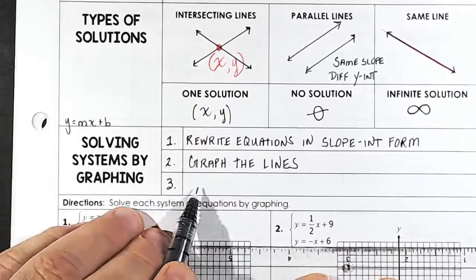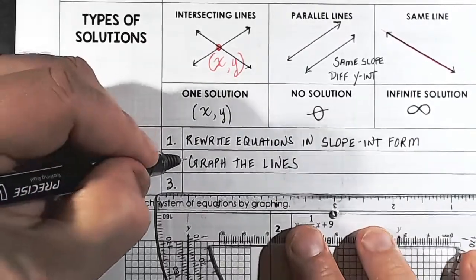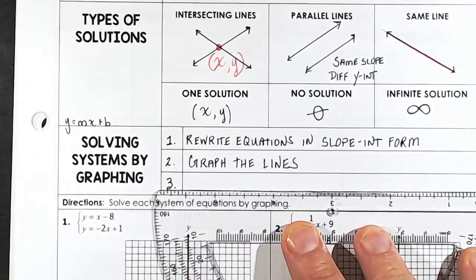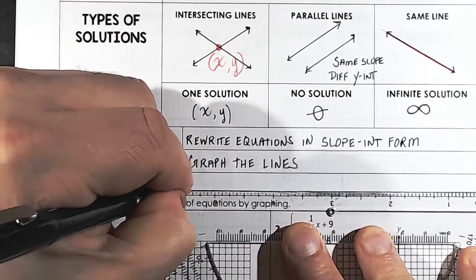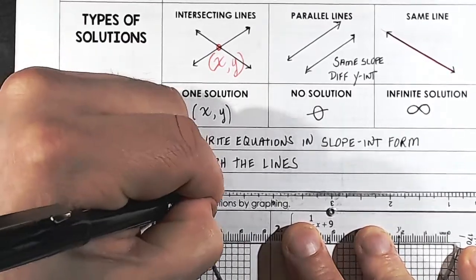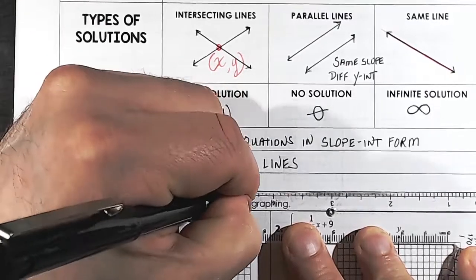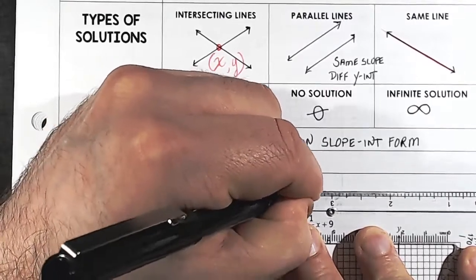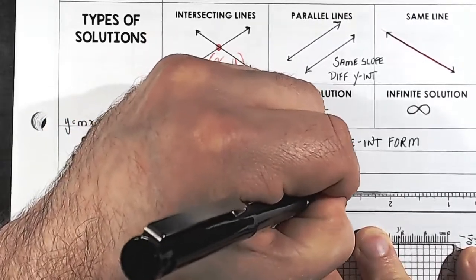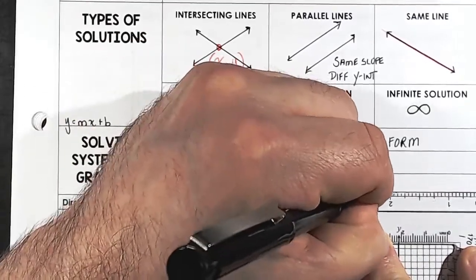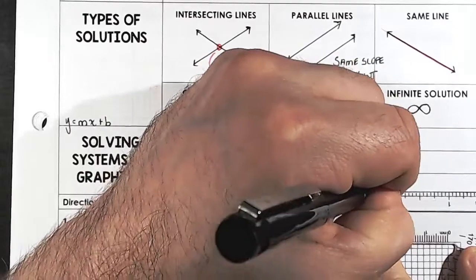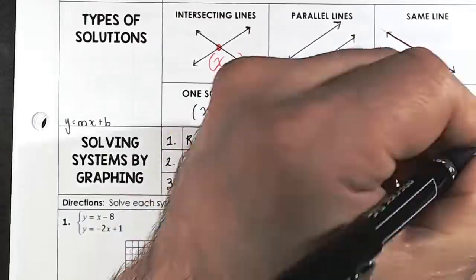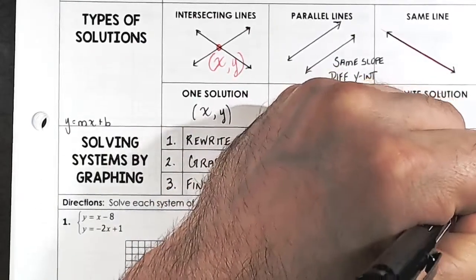Okay, and the third step would be to identify the solutions, or you could say find the coordinates of the point of intersection. Intersection is spelled I-N-T-E-R-S-E-C-T-I-O-N. Okay, and what we're looking for there is an x-coordinate and a y-coordinate.